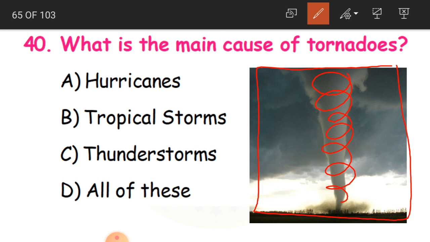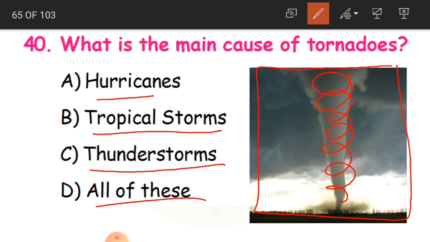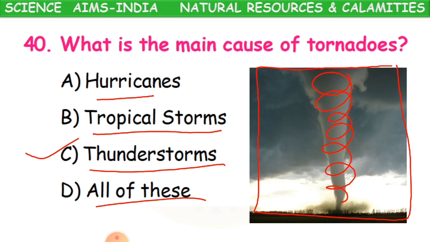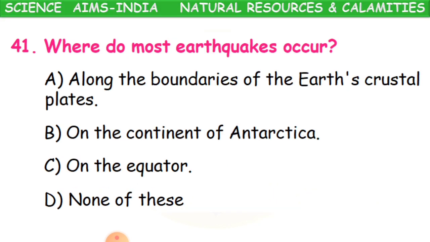What is the main cause of tornadoes? Either hurricanes, tropical storms, thunderstorms or all of these. And the answer is thunderstorms. A storm is nothing but a very strong wind. Along with the strong wind, you also have thunderings. So that is the main cause of tornadoes. Clear, children?